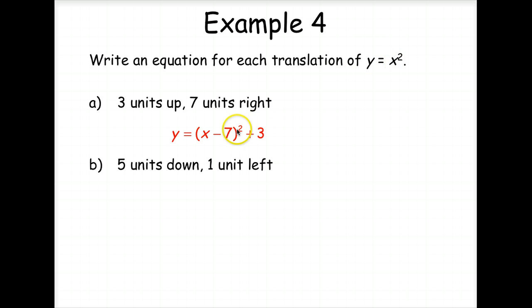plus 3. Now I want you to pause the video for a moment. Try your hand at writing this parent function, but 5 units down and 1 unit left, and then come back and check your work. Okay, 5 units down. Up and down, remember, is going to be outside the parentheses, so down is negative. 1 unit left. Left and right is inside the parentheses. Left you normally think is negative, but it's going to be added because it's opposite inside.